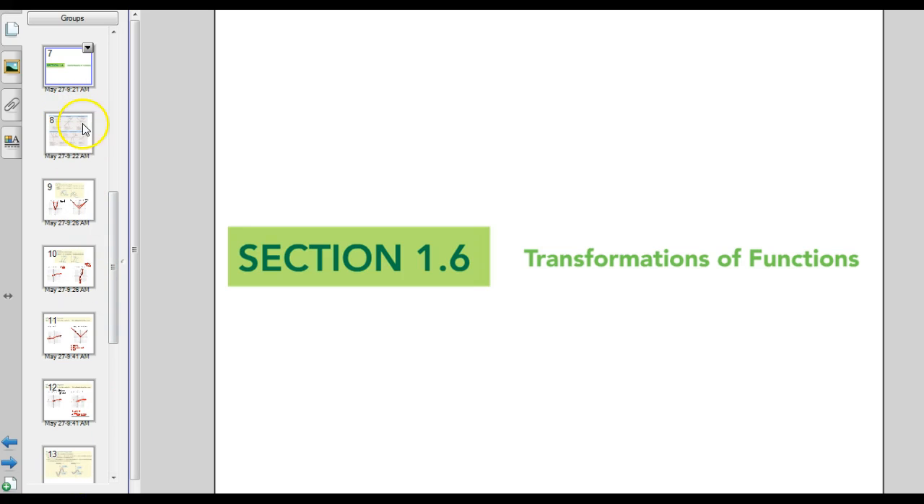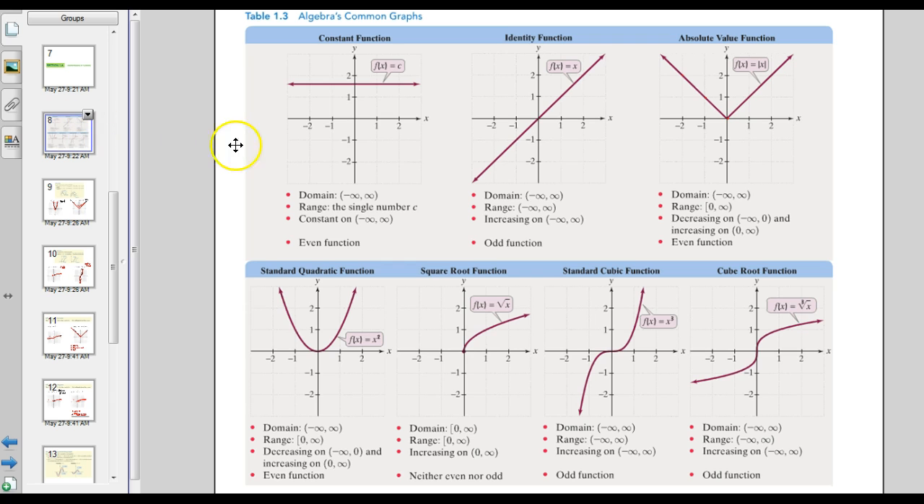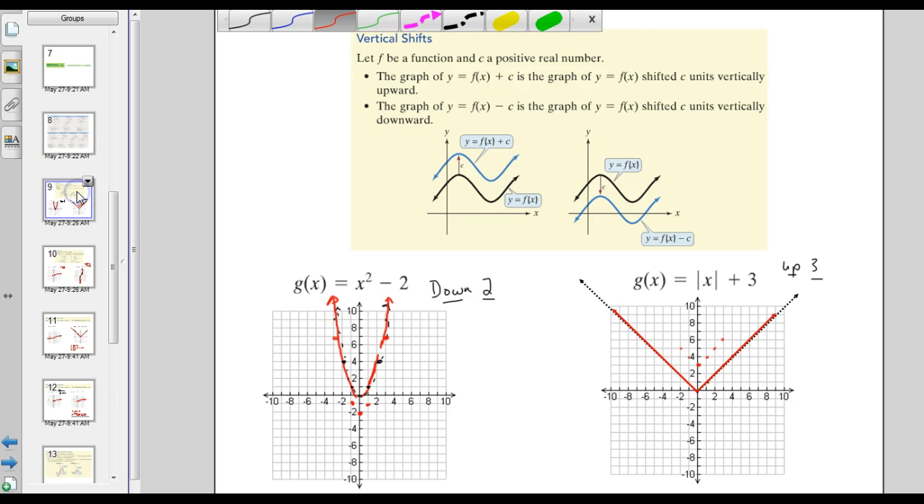Hello, 171 class. So in the last section, we talked about what is the difference quotient, but we also looked at these base functions, or what I call the base functions, that we're going to use to move around in the plane in this next section. Okay, so let's look at some examples of how we do these transformations of these functions.